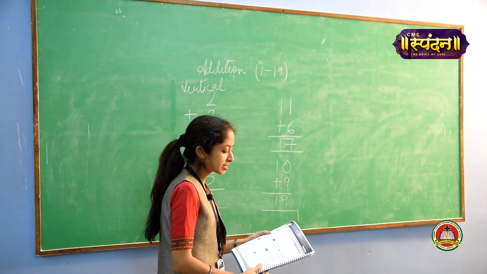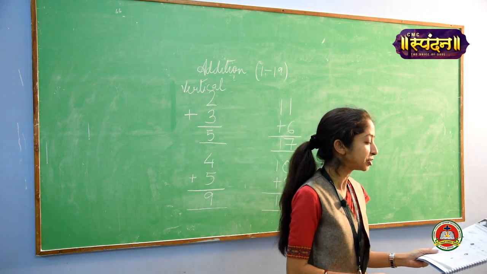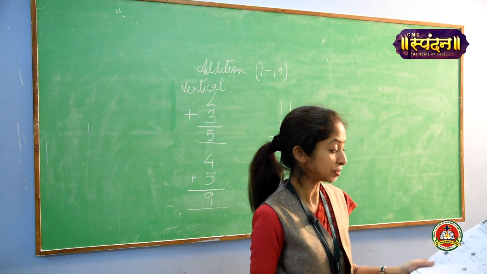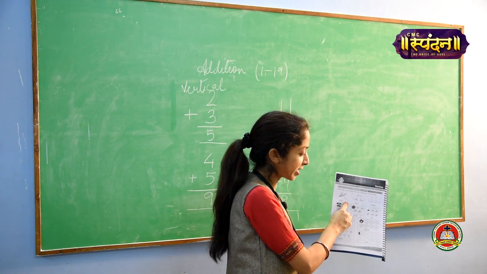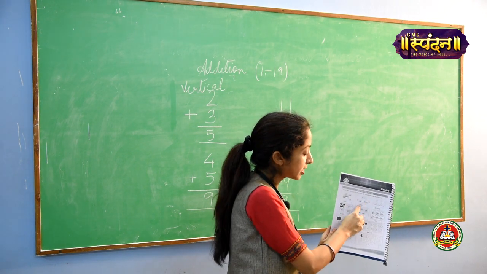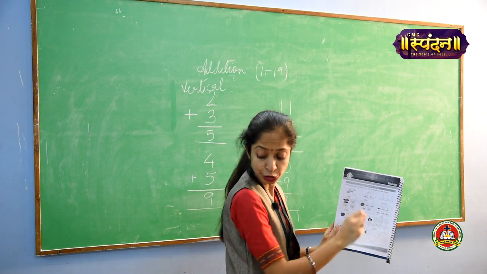Now come on, let us revise the numbers 1 to 10. Here you will see: color the pictures and write the numerals in the boxes. See, how many umbrellas are there? Only one, so we will write 1 here. How many ducks are there? The number name is given, you have to write the number, that is the numeral.